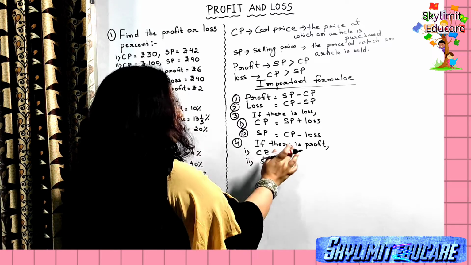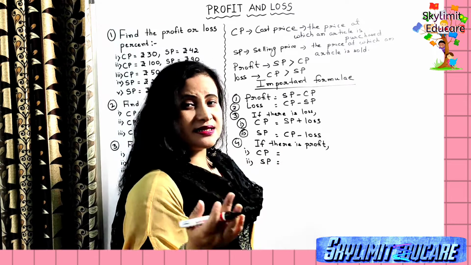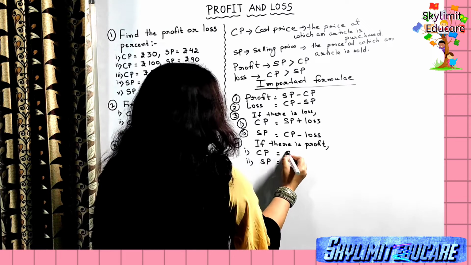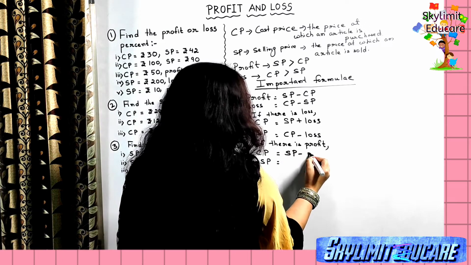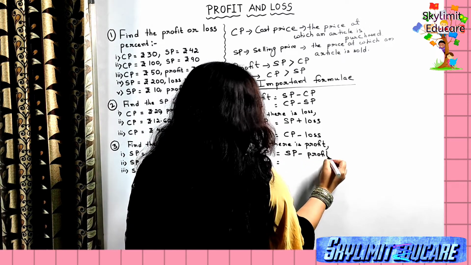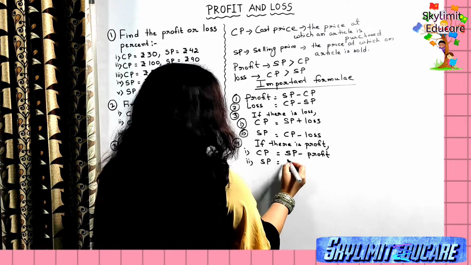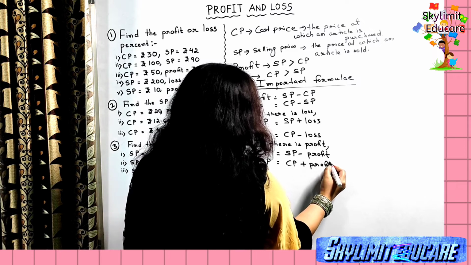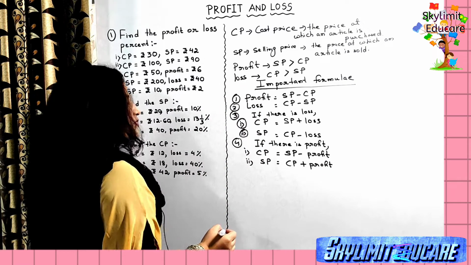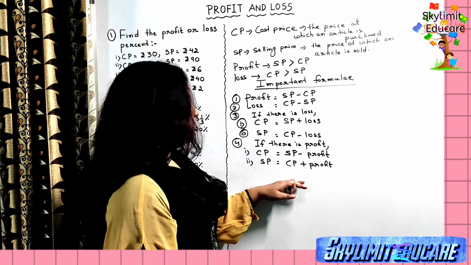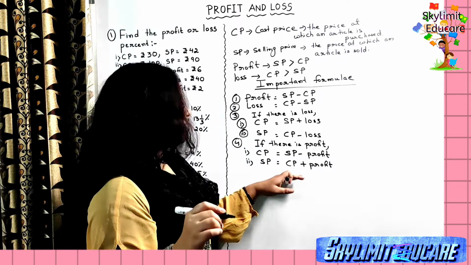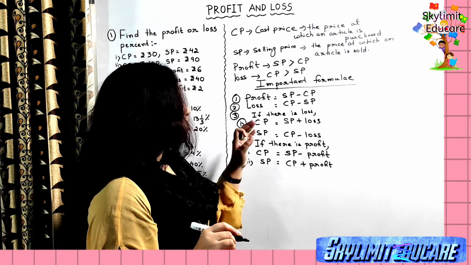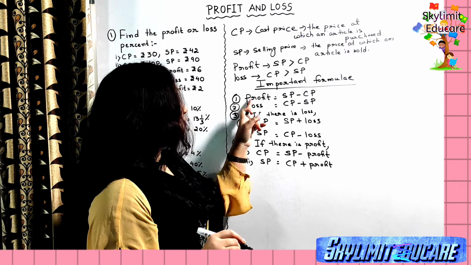Now next, if there is profit, how to find the cost price? Cost price when there is a profit is obviously less than the selling price, right? So it will be obviously SP minus profit. And selling price will be cost price plus profit. So don't get confused with the formula, students. You have to just understand. Think of an example and then try to find out the formula for each.